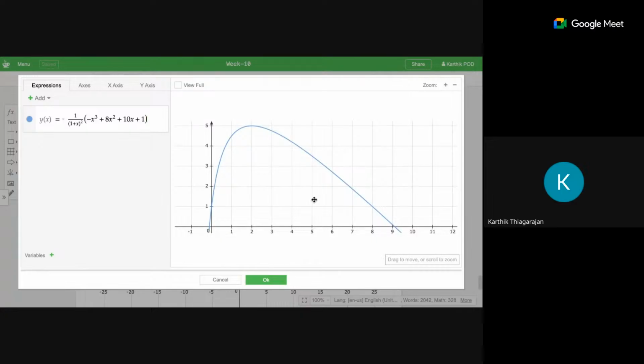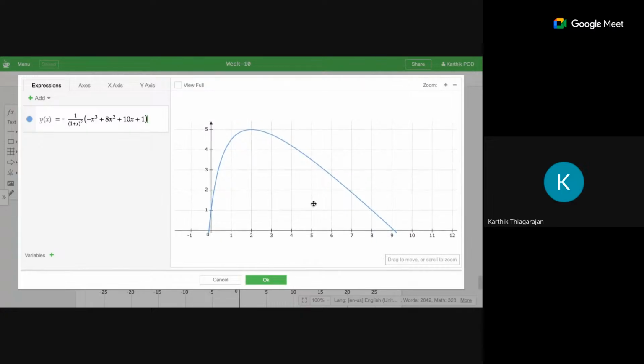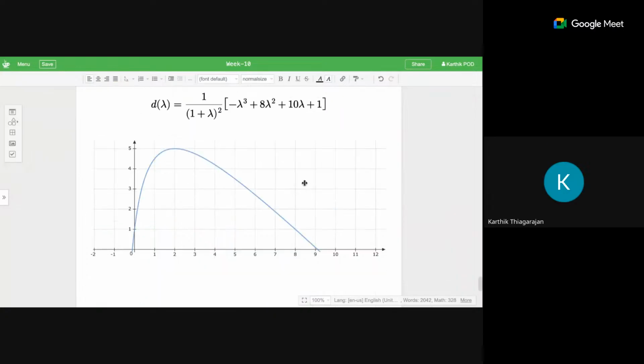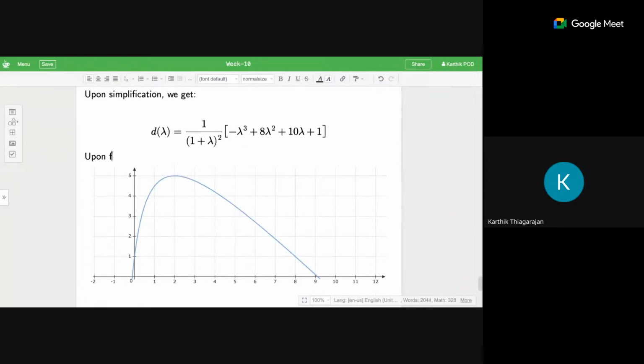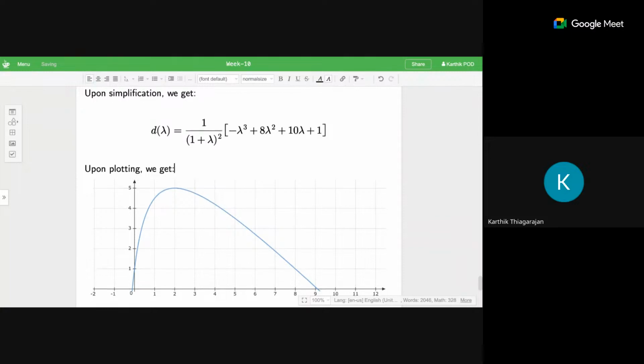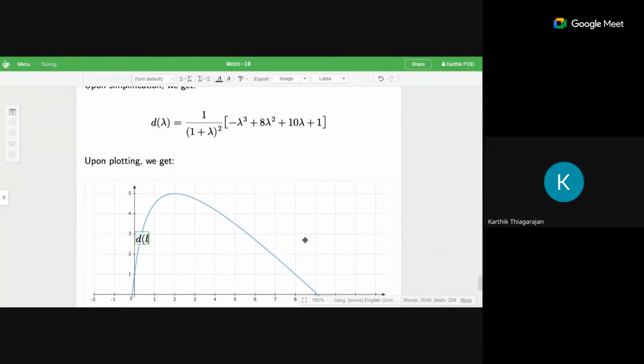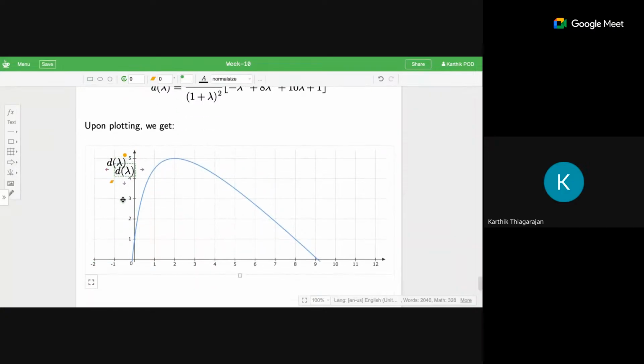Okay, and you can see that it clearly has a maximum at what point? If you eyeball it, what do you see? It's at 2, right? This is the dual function. So d of lambda is a function of lambda, so you put lambda here. The maximum occurs, you can see, at 2. This is where the maximum occurs.